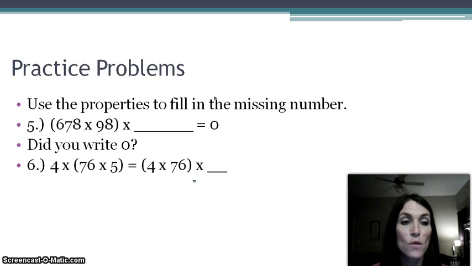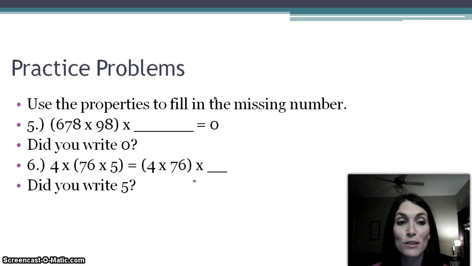Number 6, 4 times 76 times 5, in parentheses, is equal to, parentheses, 4 times 76 times what? Take a moment, write down your answer, press play when you're ready to check. Did you write 5? If you did, that is correct. And that is an example of the associative property of multiplication.